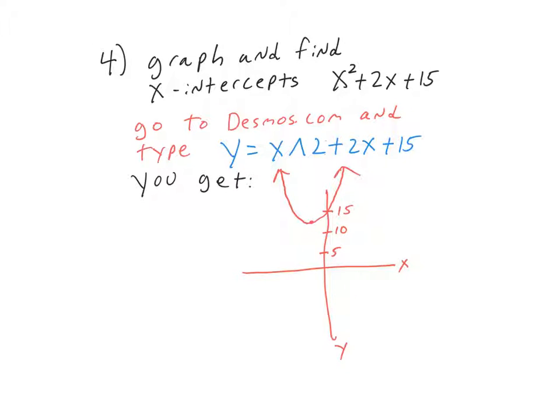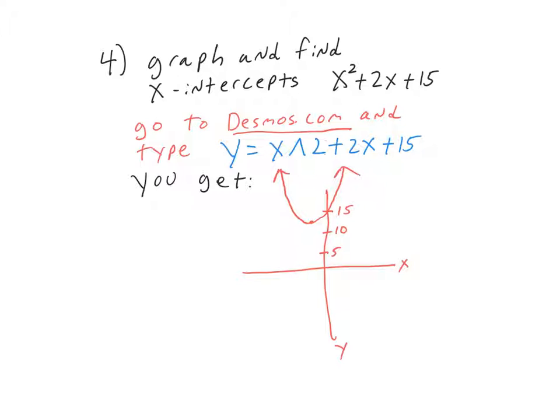On number 4, we have to graph and find the x-intercepts of x squared plus 2x plus 15. So what I did was I went to desmos.com. Go ahead and do that real quick. And then type in y equals x, and this thing right here, the up pointing arrow looking key, it's called a caret, and then a 2, then plus 2x plus 15. And you should get a graph that looks like this.